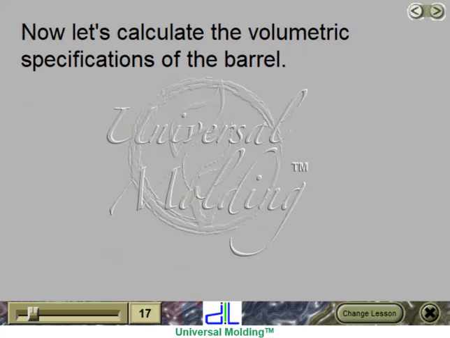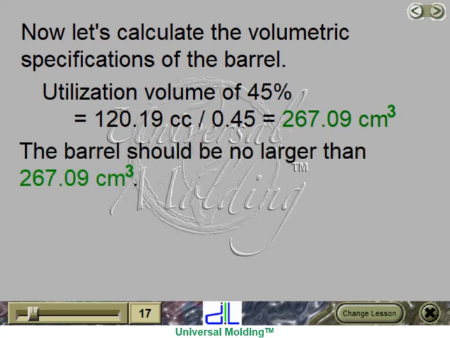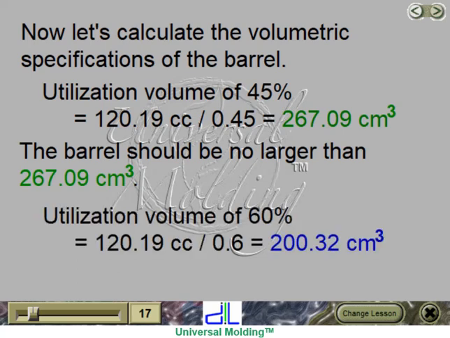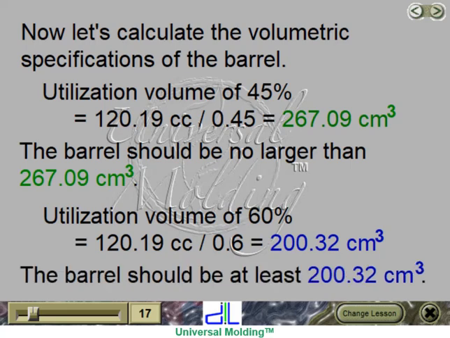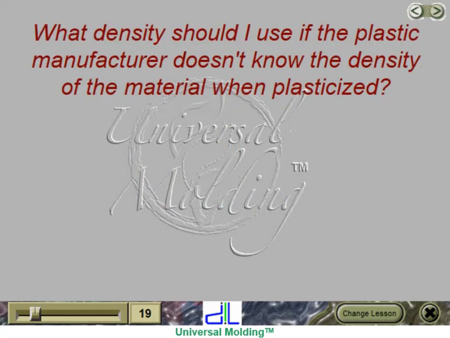Now let's calculate the volumetric specifications of the barrel. Calculating the utilization volume of 45% gives us 267.09 cubic centimeters. This means that the barrel should be no larger than 267.09 cubic centimeters. Calculating a utilization volume of 60% gives us 200.32 cubic centimeters. So the barrel should be at least 200.32 cubic centimeters. This means that, in order to comply with the polycarbonate's requirements, the volume of the injection unit should be between 200.32 cubic centimeters and 267.09 cubic centimeters.